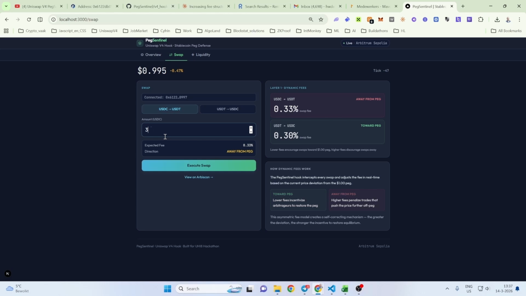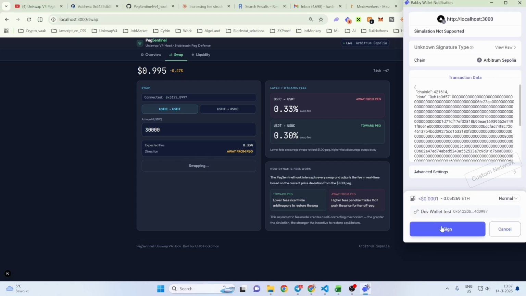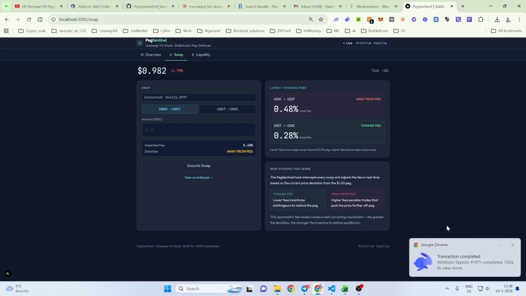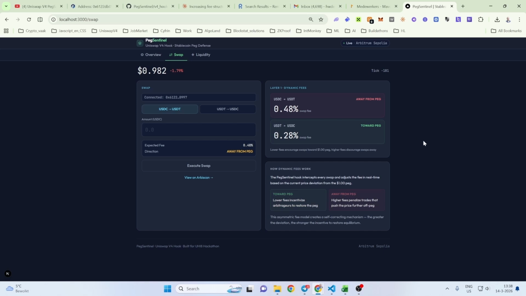After a few small swaps, the fee has increased to 0.33%. Let's execute another swap of 30,000. Now we can clearly see the dynamic fees kicking in. The difference between the away from peg fee and the toward peg fee becomes larger. We can also see that the tick is now at -181, which is well outside our peg range of -60 to +60. This means that the second layer of protection should now be activated.